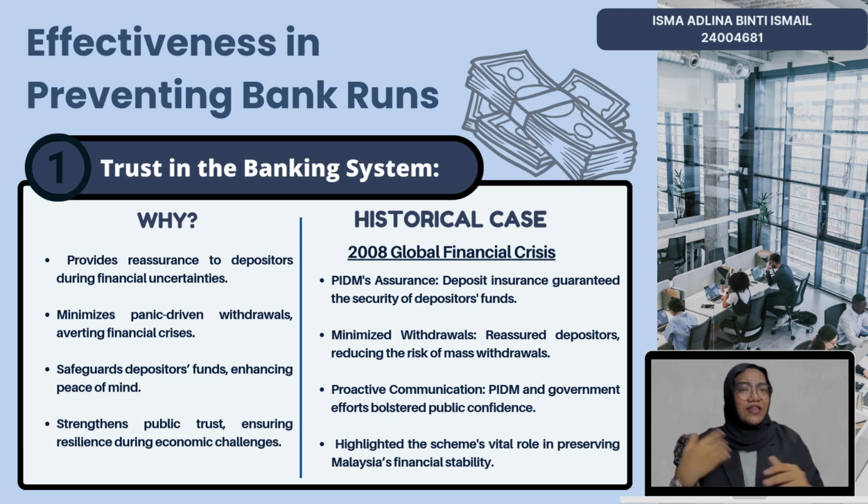Let's look at an example. During the 2008 global financial crisis, while many countries struggled with panic withdrawals, the Malaysian banking system stayed resilient because depositors knew that their funds were secure. So it enhances confidence, reduces fear and prevents mass withdrawal. This shows how PIDM has not only protected savings but also gained public trust in the Malaysian banking system and ensures stability during tough times. Okay, that's all from me. I will pass to Adriana.